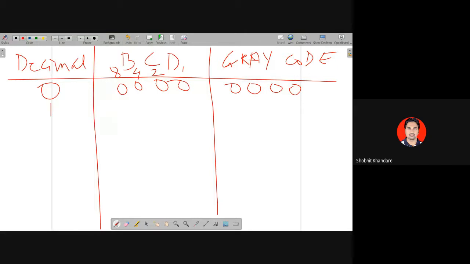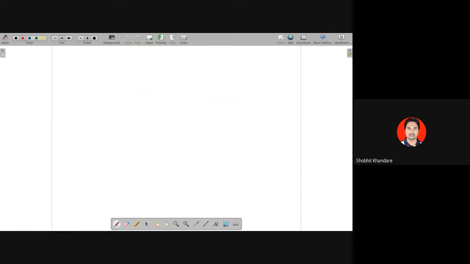Then we come to the decimal number 1. For BCD representation, it is 0, 0, 0, 1. Now we will see how you get this gray code. To get this gray code, I will use a fresh screen. So see now, if I have 0, 0, 1, how do you get the gray code now?